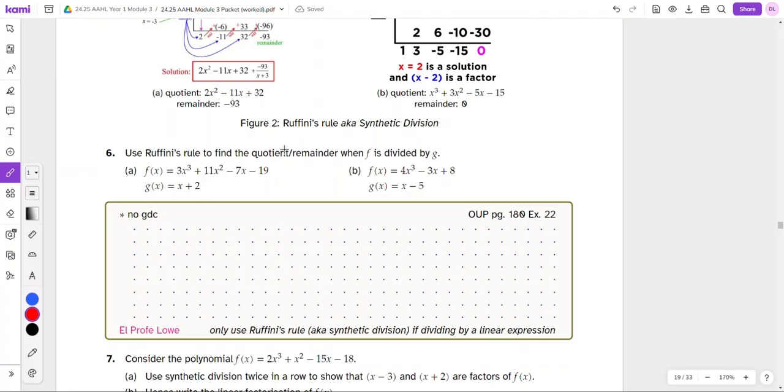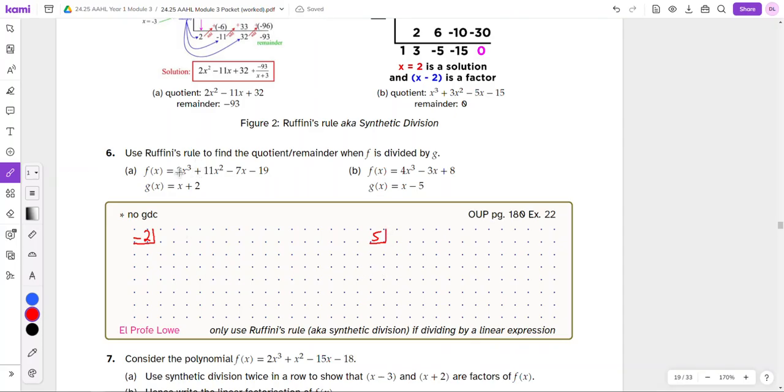So we're going to use Ruffini's rule to find the quotient or the remainder when f is divided by g. And remember, only use it if we're dividing by a linear expression. So synthetic division, Ruffini's rule, linear expression. So x plus 2 is linear, x minus 5 is linear. How we'll set it up, we'll look at what we're dividing by and say when would that equal 0. For the first one it would be equal to 0 at -2. For this one over here, x minus 5 would be equal to 0 if x was equal to 5.